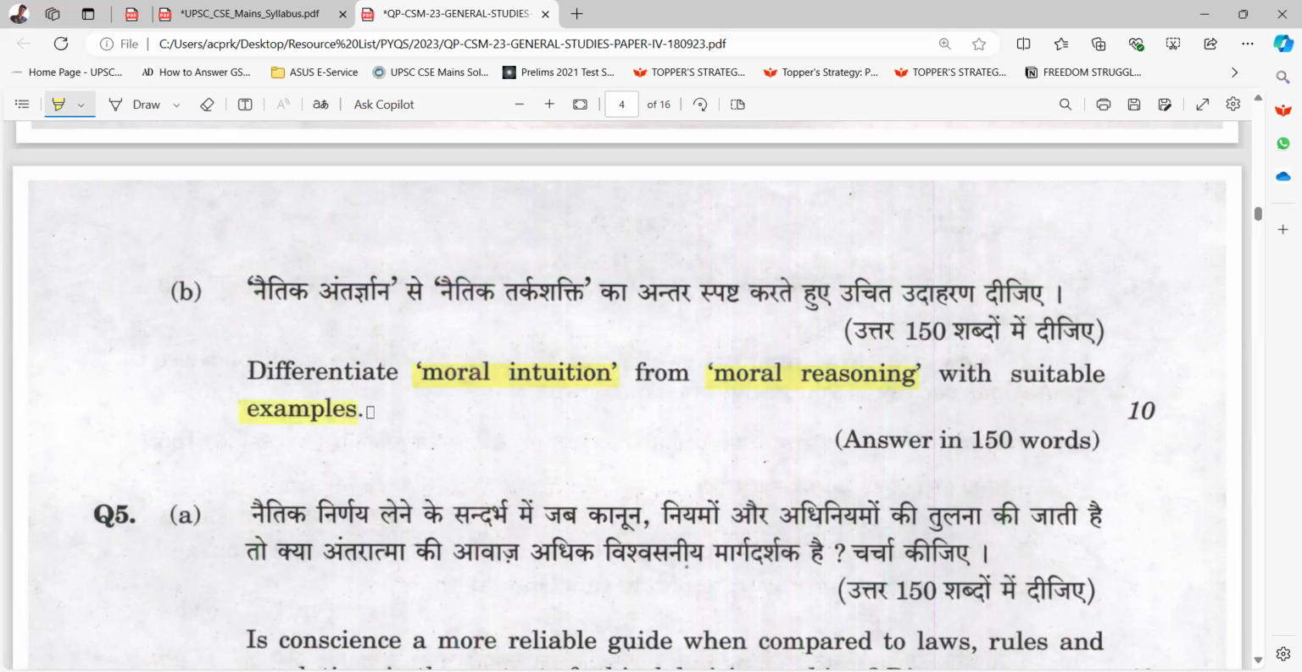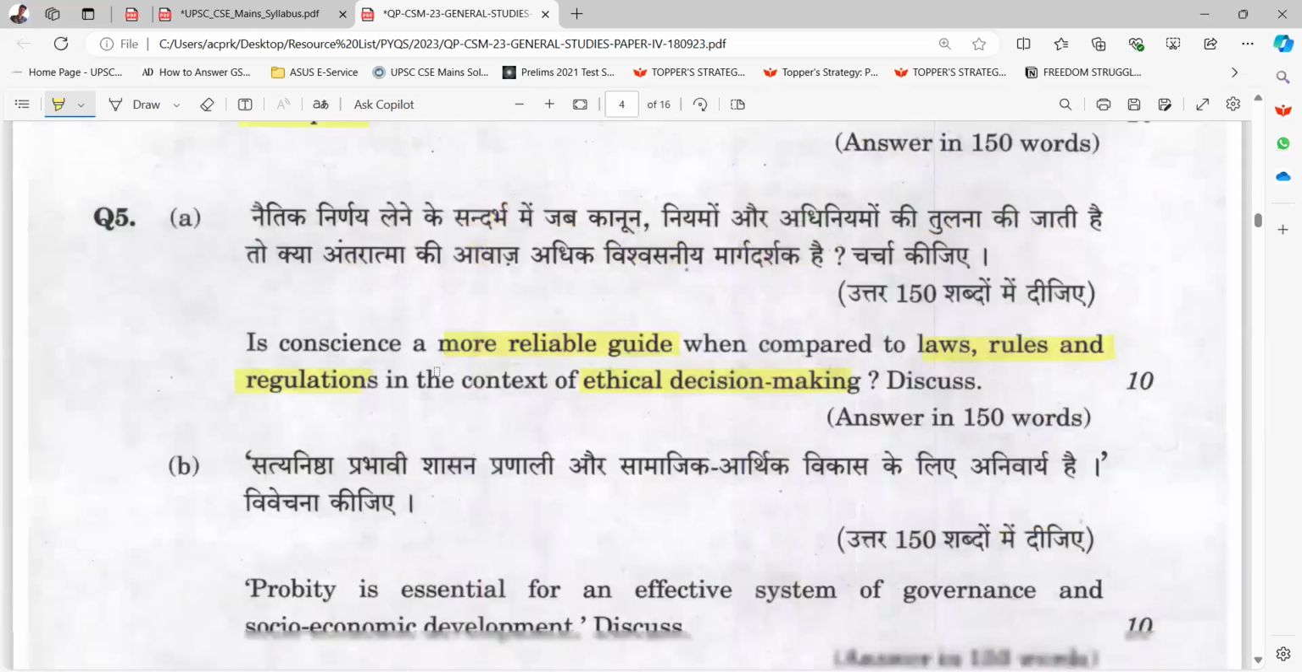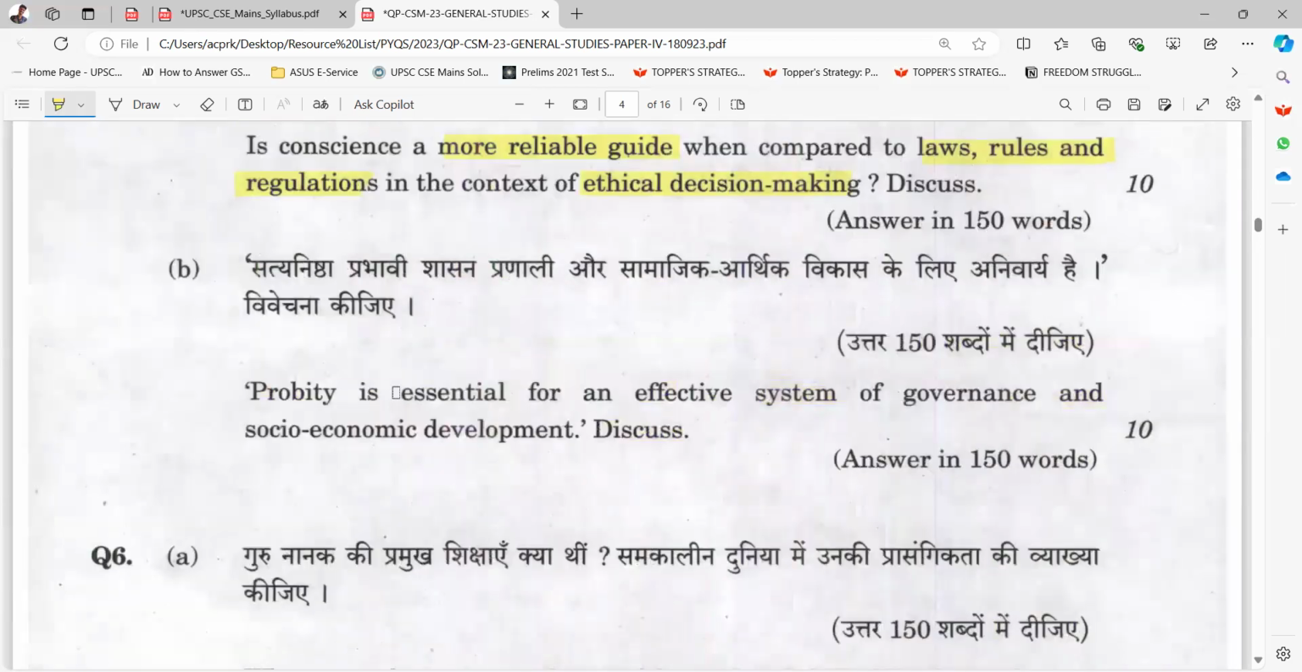Okay. Fifth A. Is conscience a morally reliable guide when compared to laws, rules, and regulations in the context of ethical decision making? Discuss. Fifth B. Probity is essential for an effective system of governance and socio-economic development. Discuss.